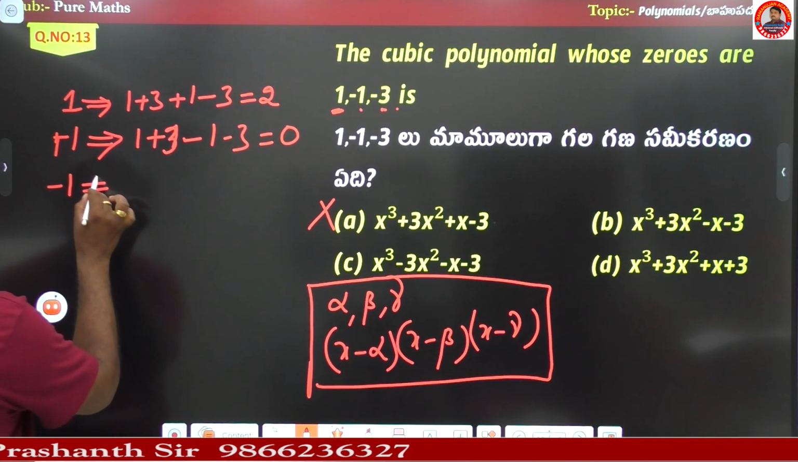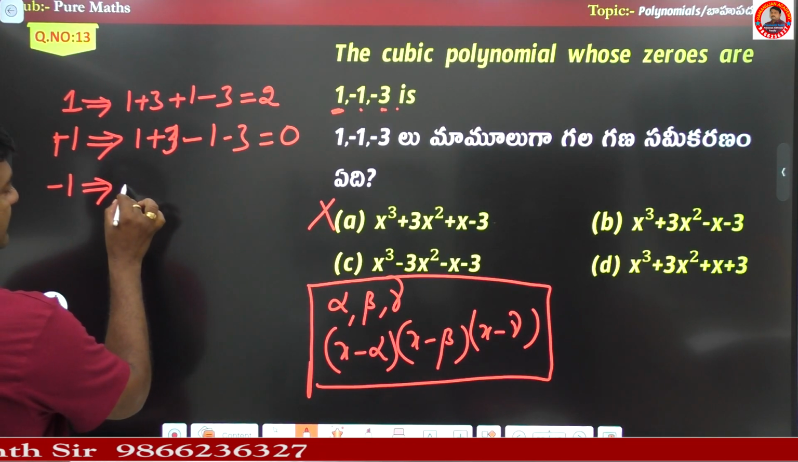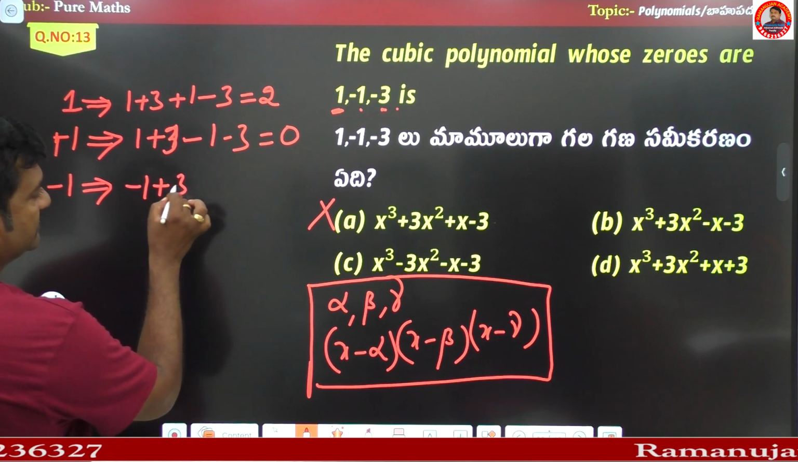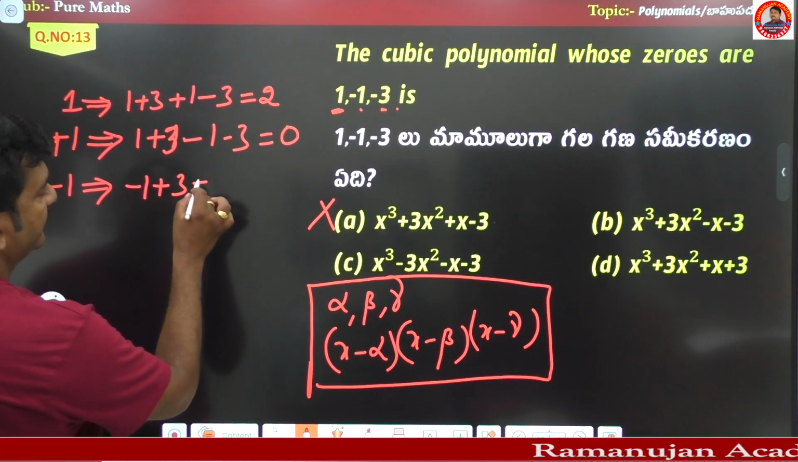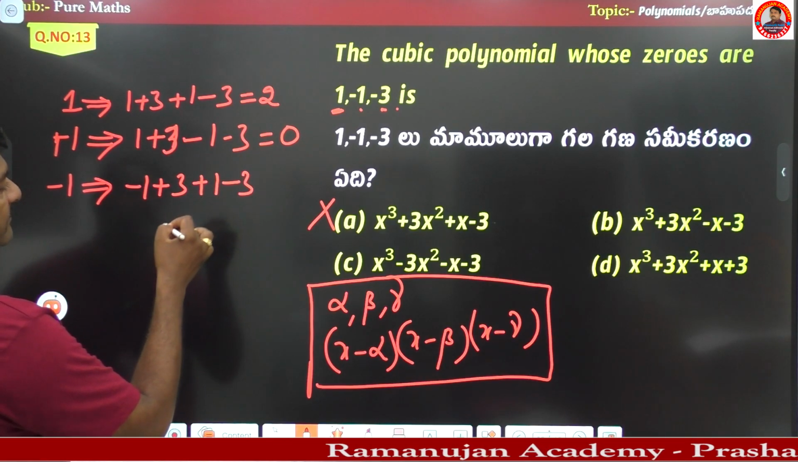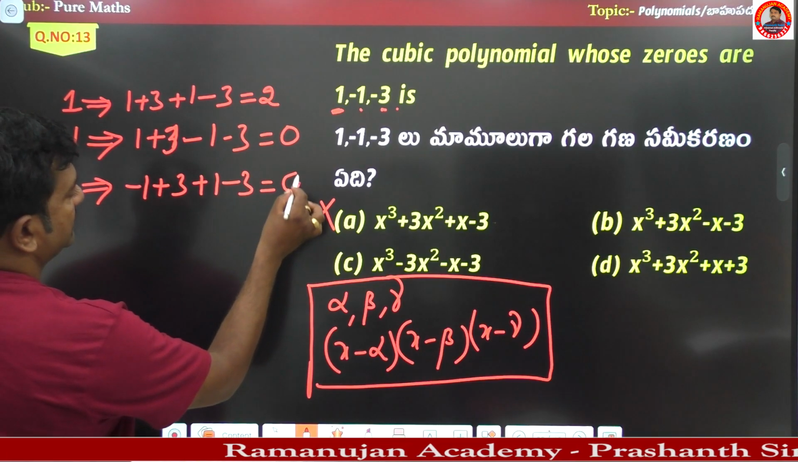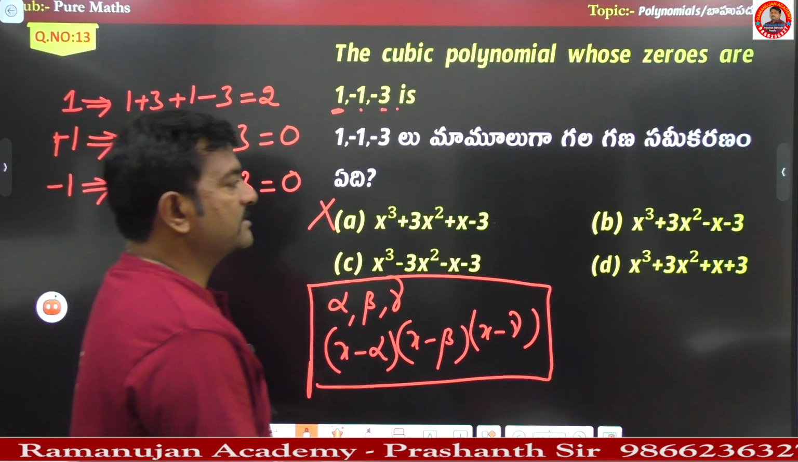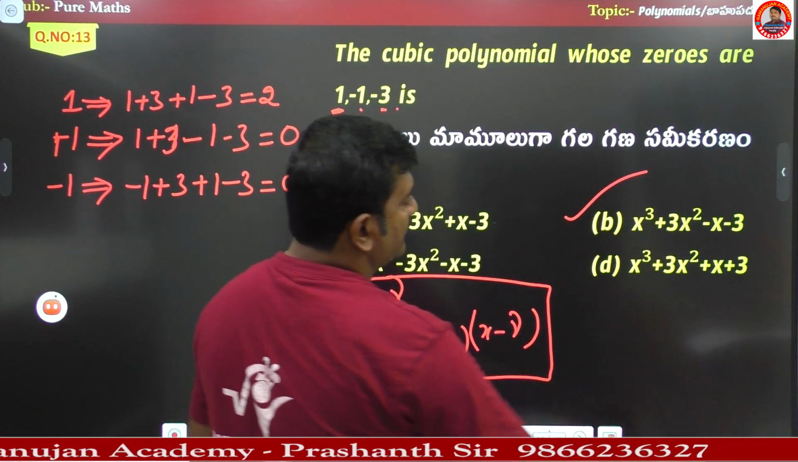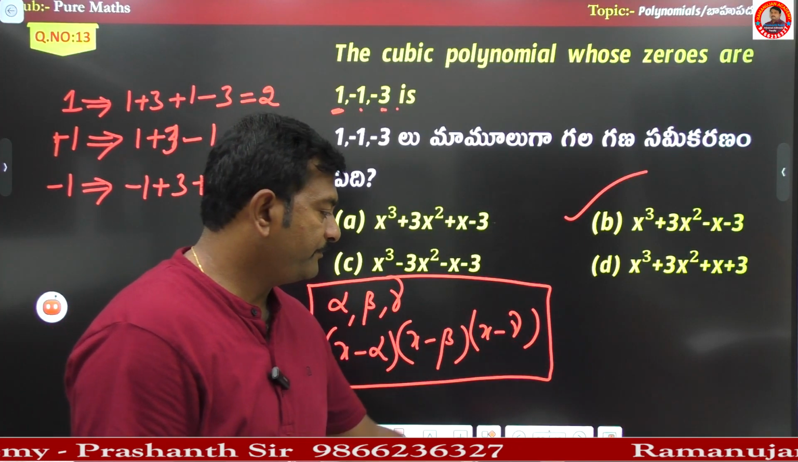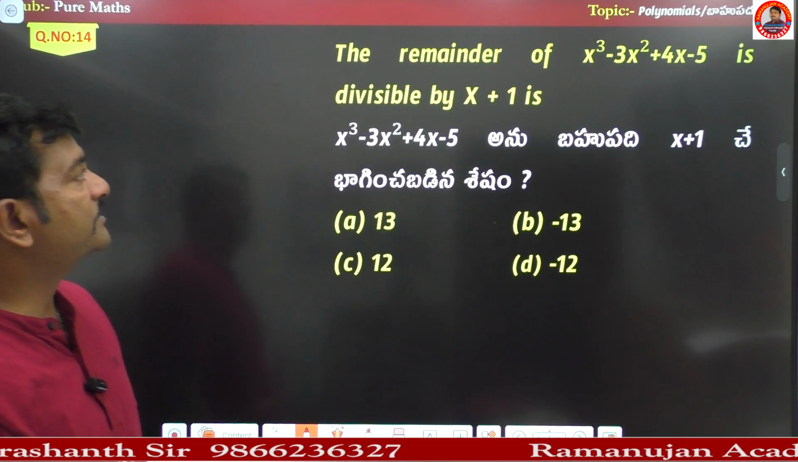I am taking minus 1 and substituting in the second option. Minus 1 cube means minus 1, plus 3 times minus 1 whole square means 3, and minus of minus means plus 1, and again minus 1. Plus 3 minus 3, plus 1 minus 1 cancel, and you are getting 0. Okay? Since both conditions are satisfied, you can take some risk and take B as the answer. Or if you want, you can substitute minus 3 also.